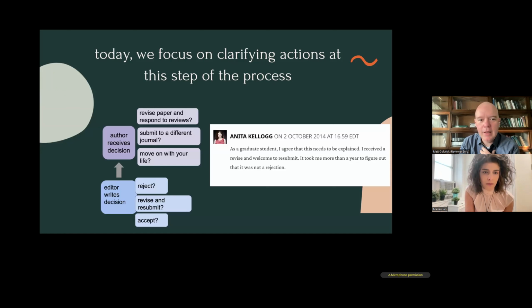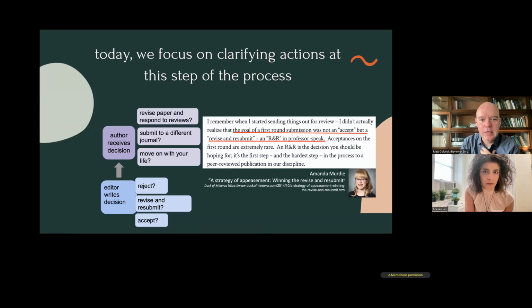I think the last thing I just wanted to show is yet another one. This is from a blog post: the goal of a first round submission is not an accept, but a revise and resubmit. That is your goal. Your goal is not to get an A the first time you hand in the paper. It's to get "there is promise here, but you need to do more work." That is almost always the outcome, if you're looking for a positive outcome.